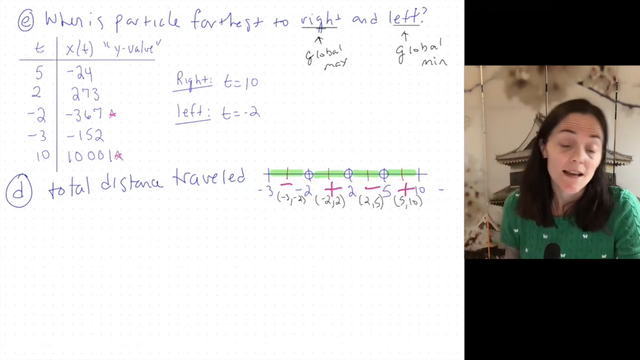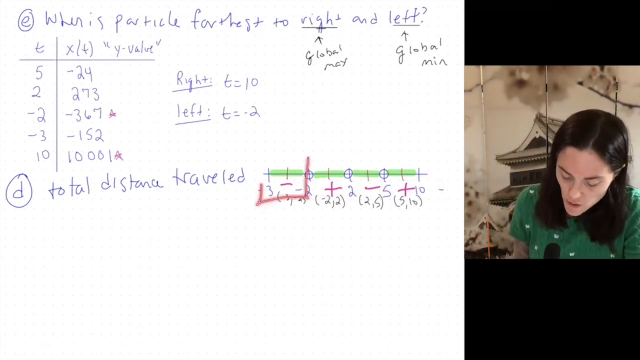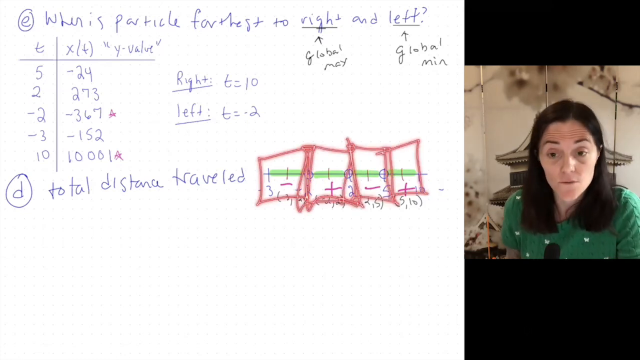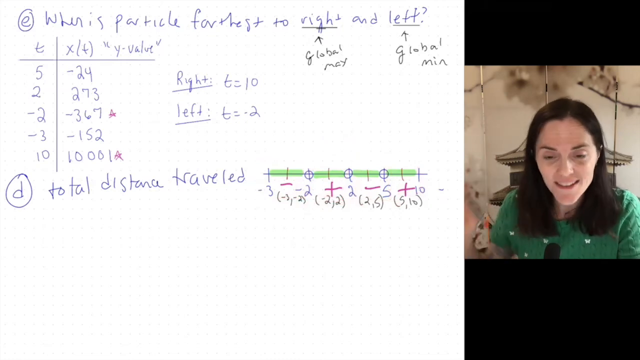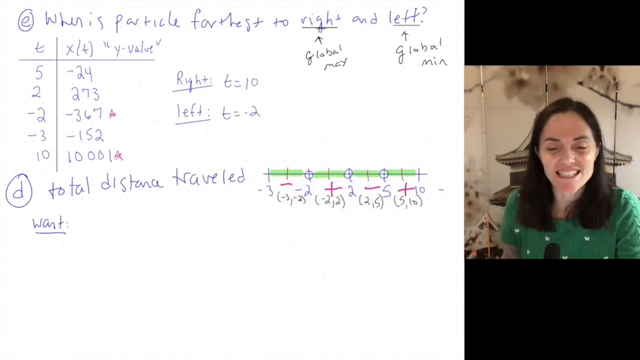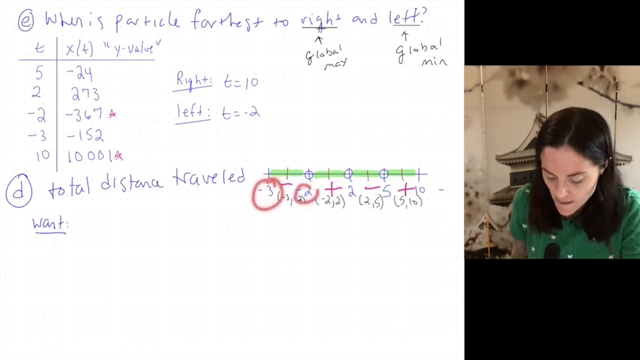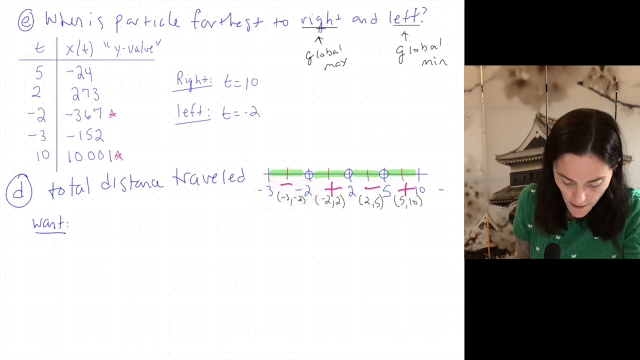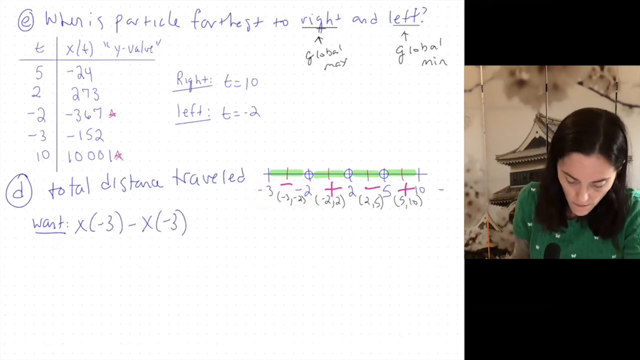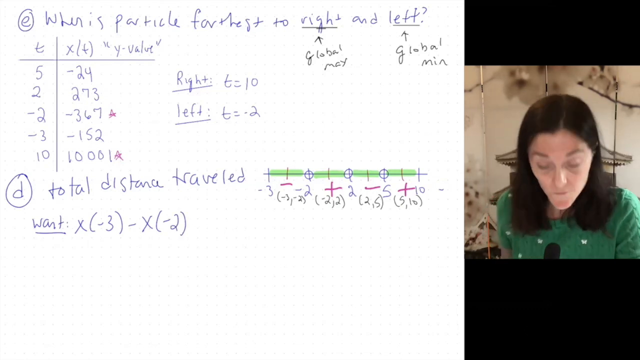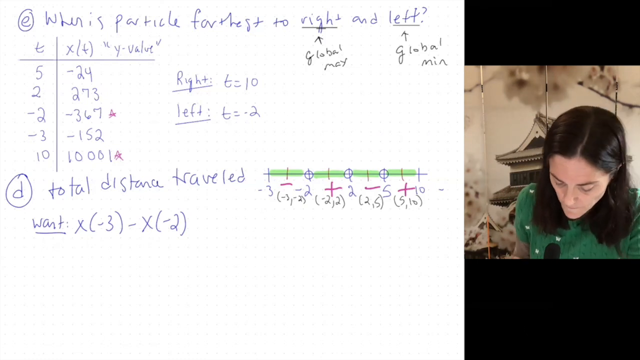And I want the total distance traveled. And how can I do this? Well, what I want to do is find the distance traveled here, and then here, and then here, and then here, on these 4 different intervals, and just add it all up. First the function decreases. And so the distance traveled here will be x of this minus x of this. We take the larger one minus the smaller one. This is the total distance traveled on this first piece.